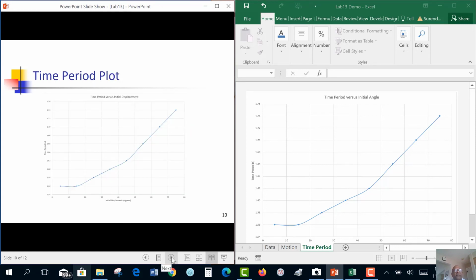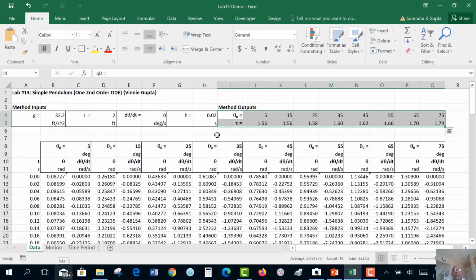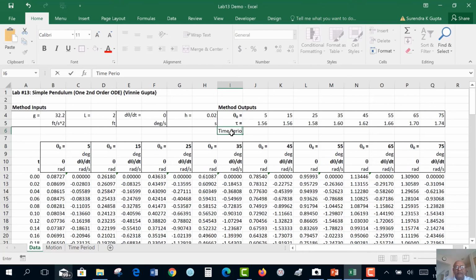So this is what our plot looked like. Now notice I picked up the lower time period value. If you pick up the midpoint, the curve might be smoother. But notice when you calculate 2 pi L over G, the time period. So let's calculate that theoretical time period. So it'll be 2 times pi times square root of L over G.